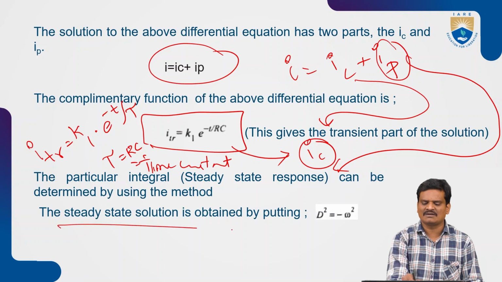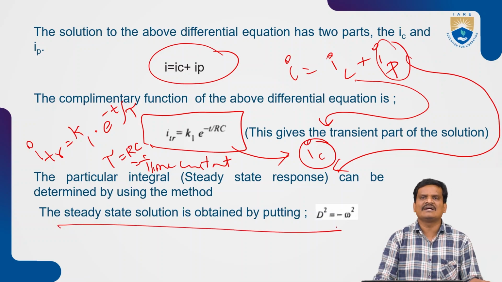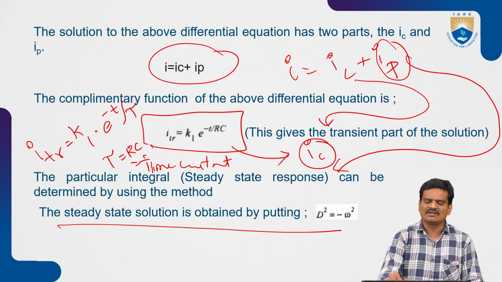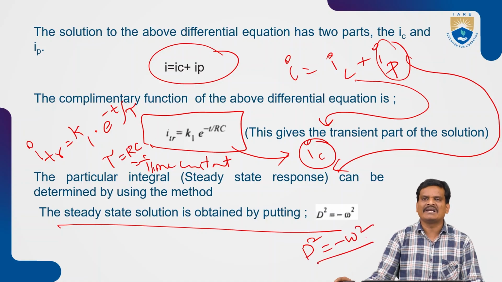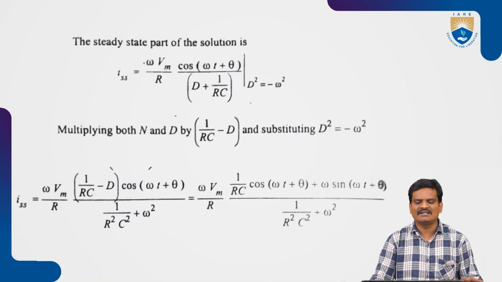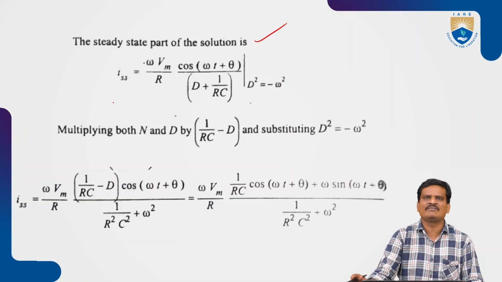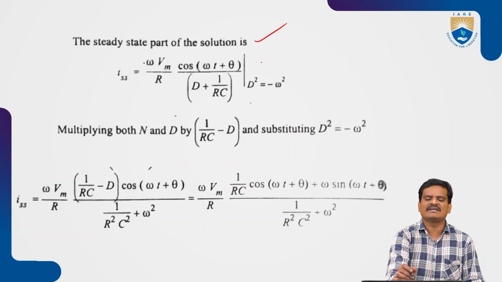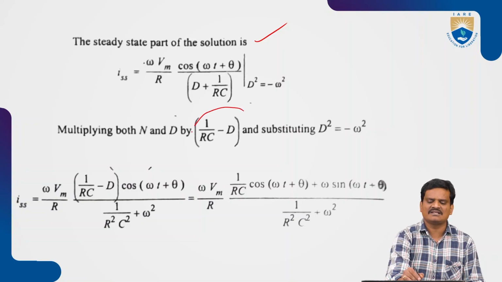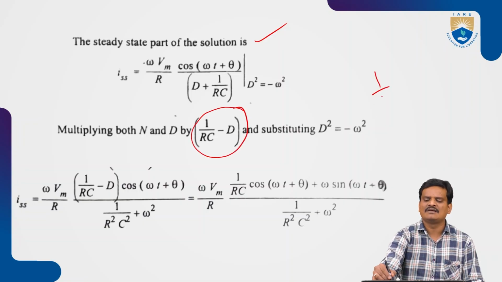I have explained this particular content here. So in order to get the steady state response, I need to replace the value of D square term which is present in the given expression with minus omega square, and then this is the response of the current whatever I have got by replacing the parameters or reframing the above expression. So in this expression, after taking the rationalization, this is the rationalization factor what I am considering here, 1 by RC minus D.